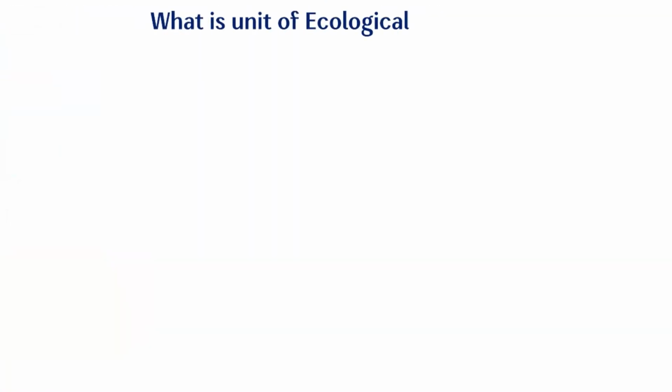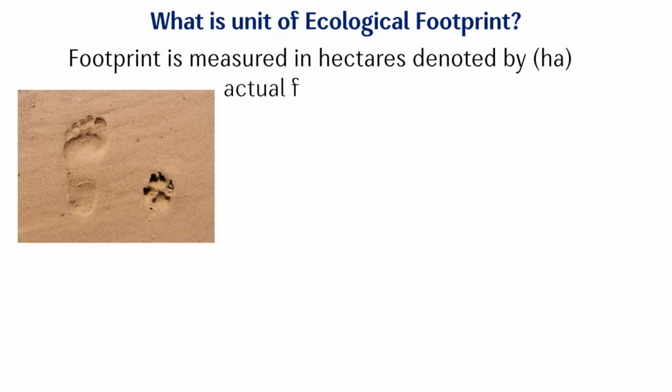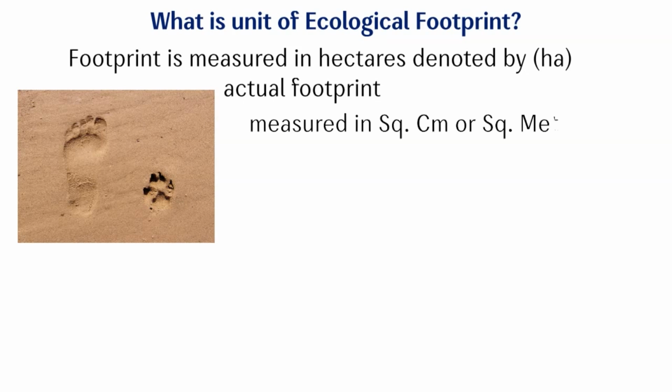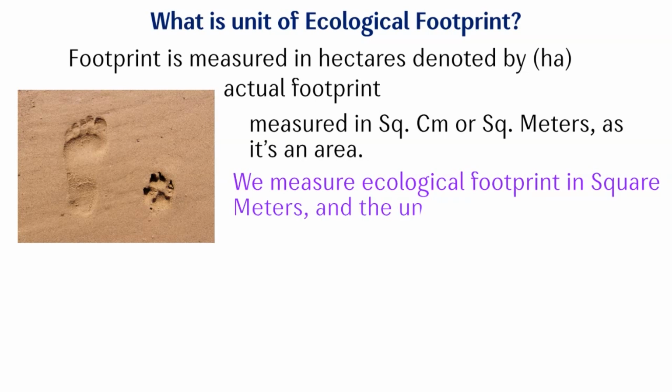What is the unit of ecological footprint? Footprint is measured in hectares, denoted by ha. As we can imagine, our actual footprint, meaning the area covered with our foot while standing, has to be measured in square centimeters or square meters, as it's an area. In the same manner, we measure ecological footprint in square meters, and the unit preferably used is hectares.